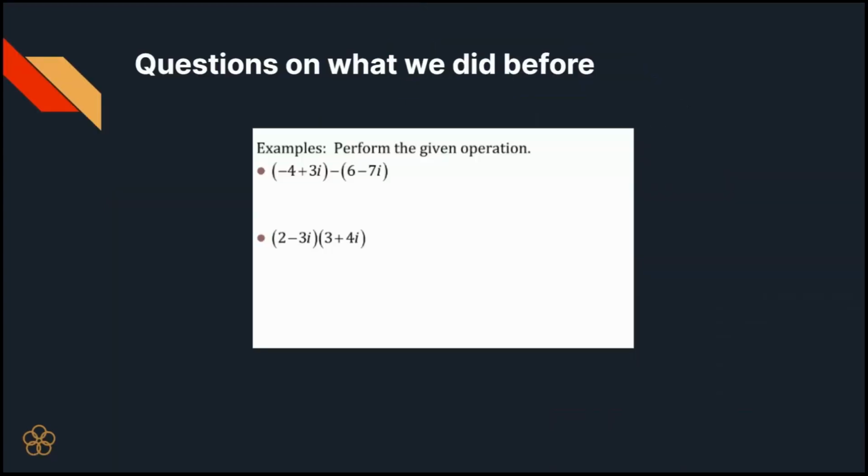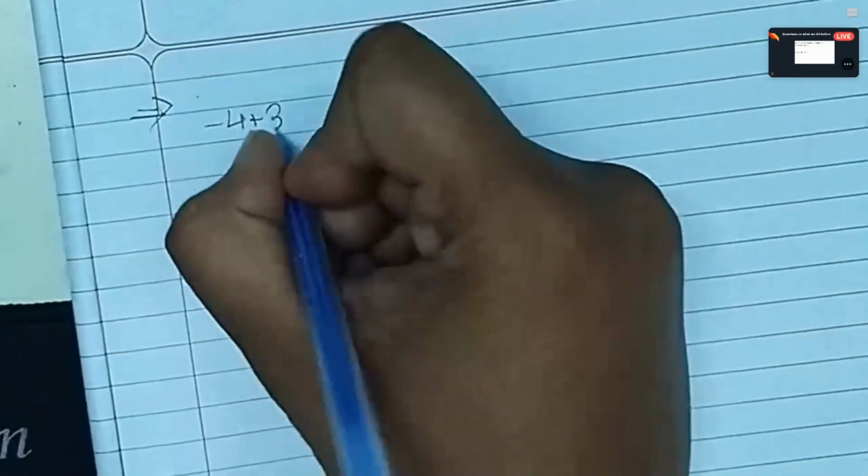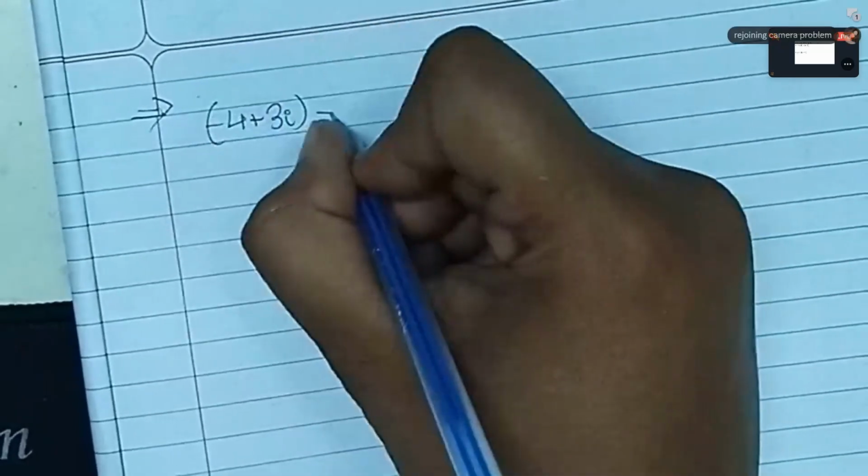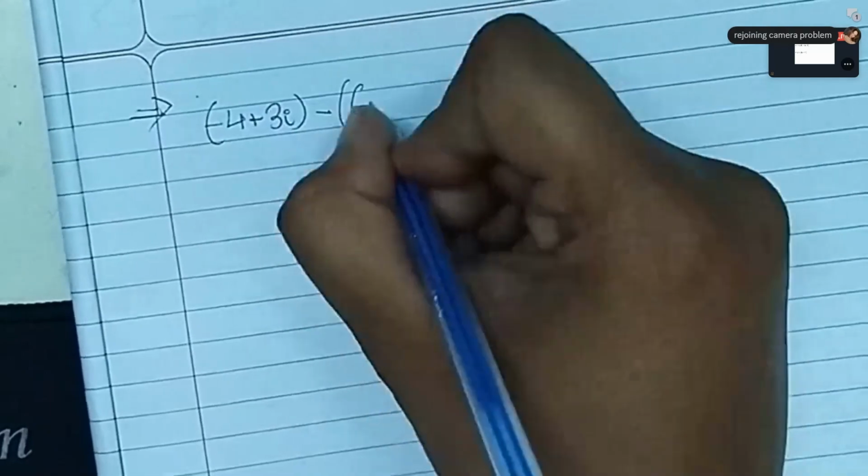This will be a more question-oriented session in total. This is a question on what we did before. So what will be the answers to this question, for example? The first question is -4 plus 3 iota minus 6 minus 7 iota.